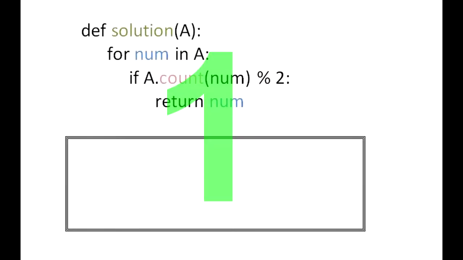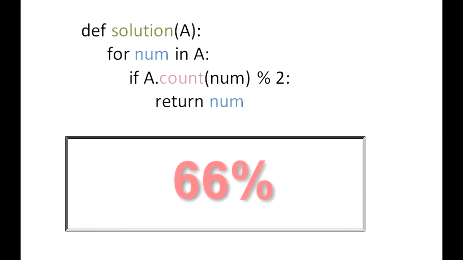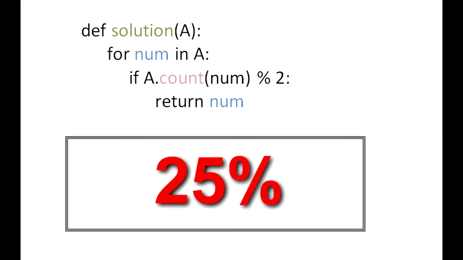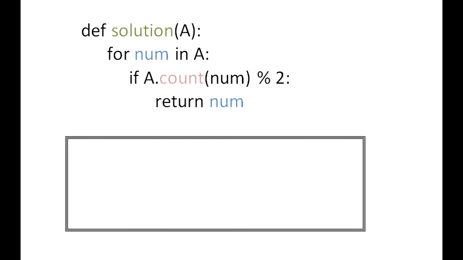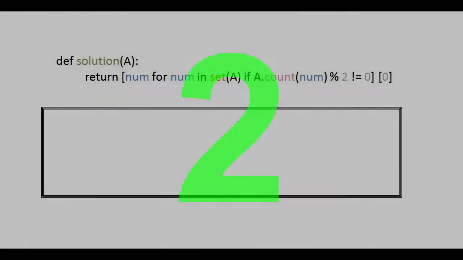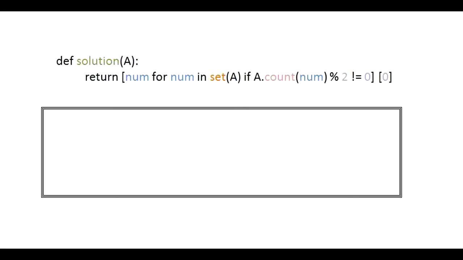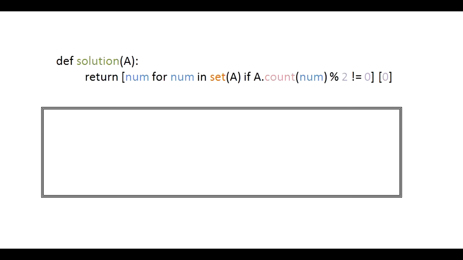Our first example does work at 100% for correctness, but only reached a 66% score and a whopping 25% in performance. This is due to exceeding the time limits for larger numbers as it detects quadratic time, or O(n squared). This is also the case with our next code. Even though it's a lovely one-liner, it's detecting the same time complexity and timing out at the larger numbers.